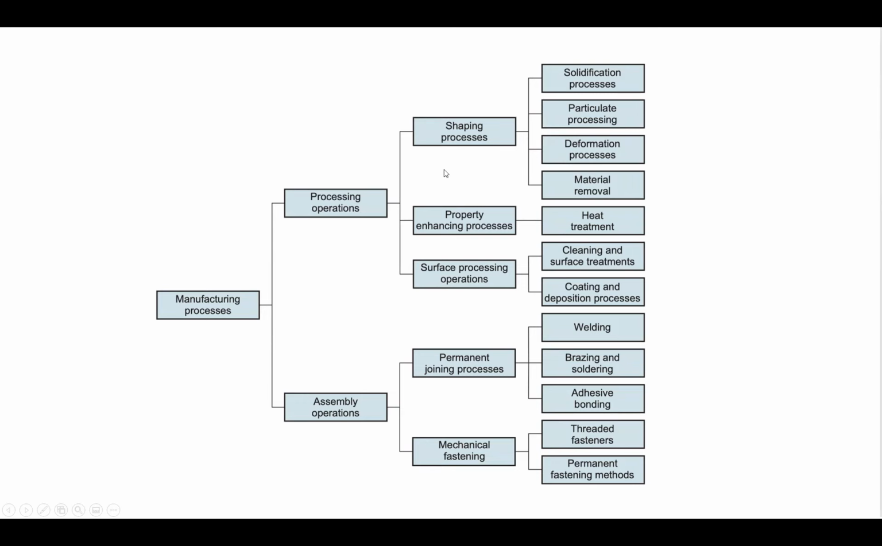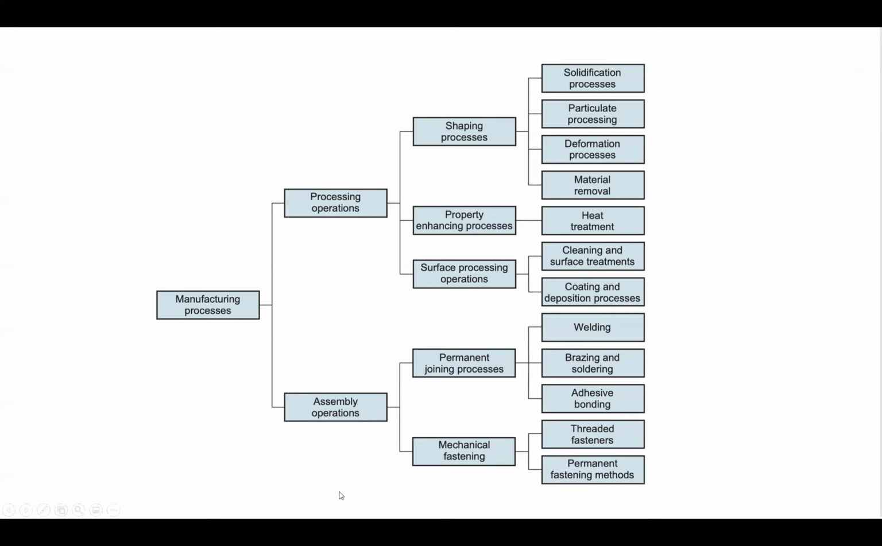For example, if you want to shape the workpiece into certain geometries, you can use machining, deformation processes, or solidification, or particulate processing processes. If you want to enhance the properties of the workpiece, for example, mechanical properties, you can use treatment. That's another type of manufacturing process. We can also use some processes to clean the surface and to manipulate the properties of the surface.